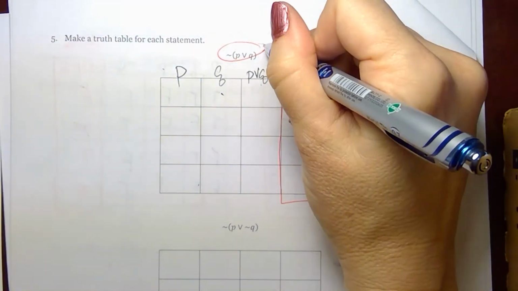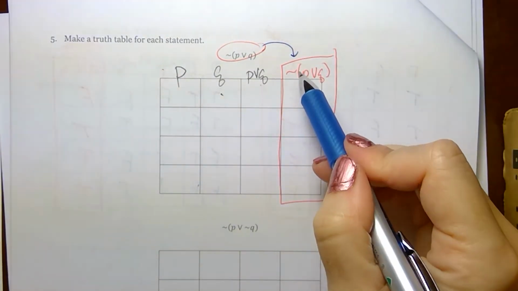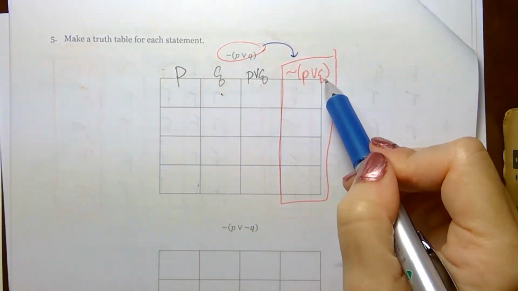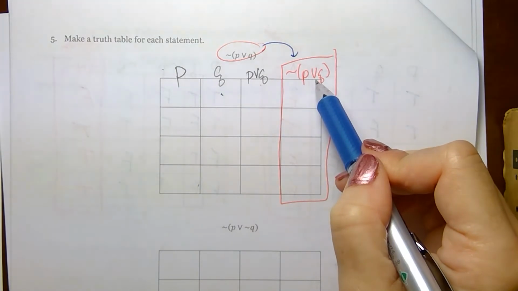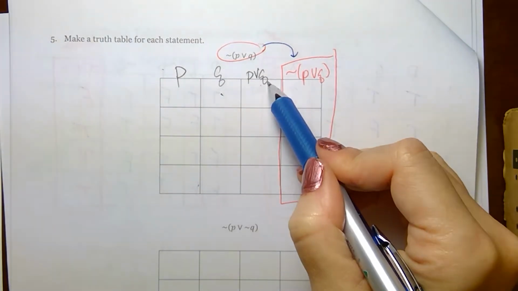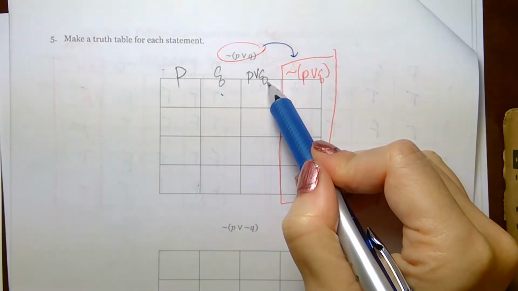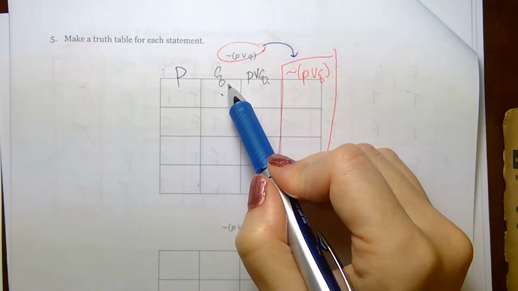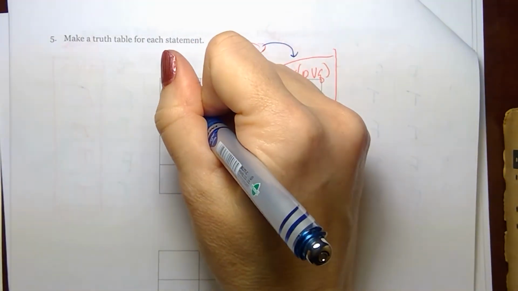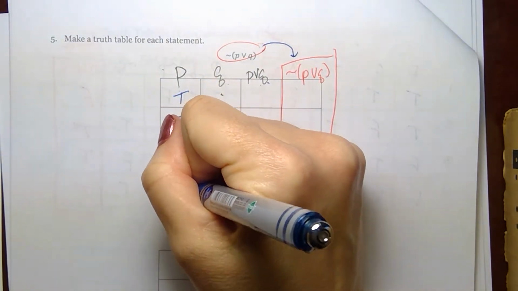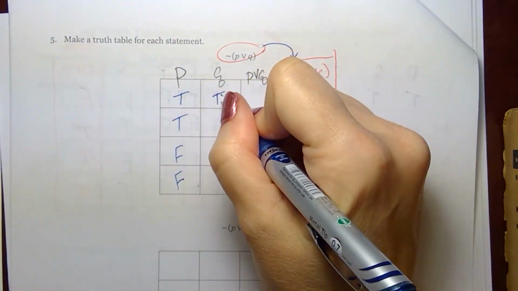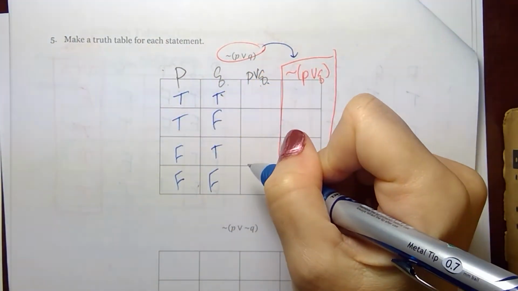I started with my goal, the negation. To get the negation, I have to know the truth values of the inside parentheses part. Inside parentheses is P or Q, and to know P or Q, I have to know P as well as Q. Let's set up our columns. P is true, true, false, false. Q is alternating, true, false, true, false.